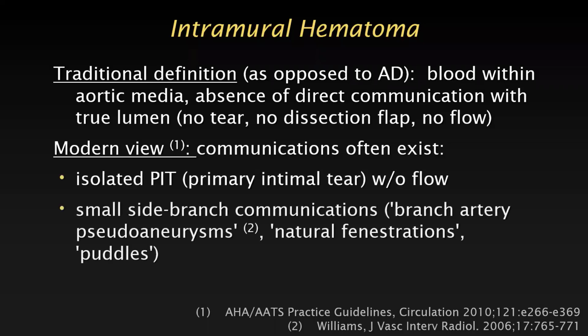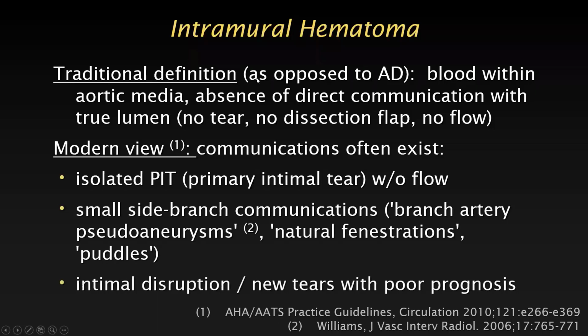So again, the summary here, the most important takeaway point here is that while the traditional definition of intramural hematoma, in contradistinction to aortic dissection, is that it is defined as blood or clot within the aortic media and the absence of a direct communication with a true and the false lumen. So there shouldn't be a tear or no dissection flap or no flow. But truly the current understanding or the modern view of intramural hematoma is that communications between the true and the false lumen or that false lumen space often exist.